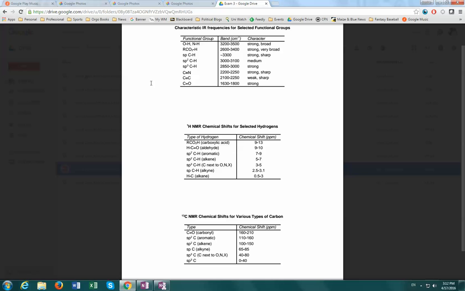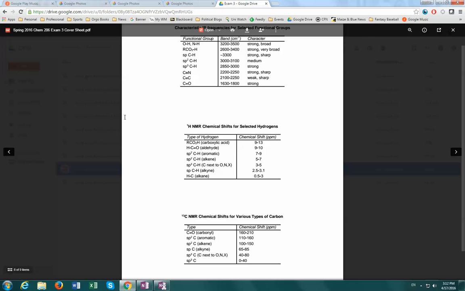Rhea? Yeah, a question about the chart. On the IR table, when they say the sp C-H being around 3,300, and then C triple bonded to C being around 2,100, is that talking about the first one being that H, and the C triple bond C is just talking about the carbon?